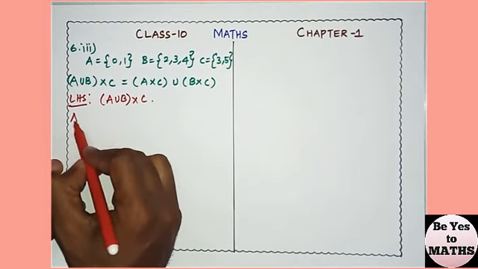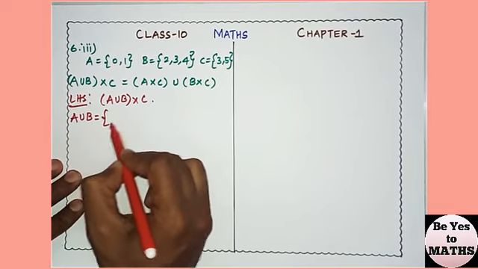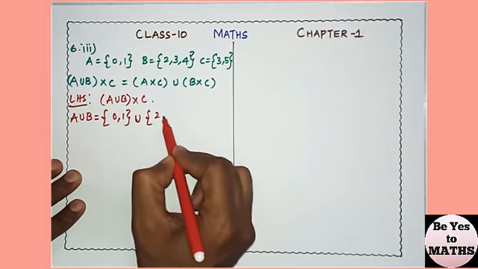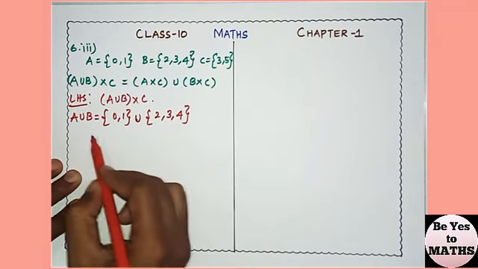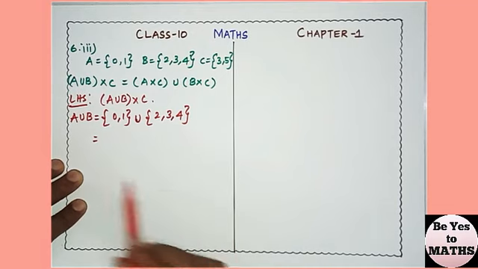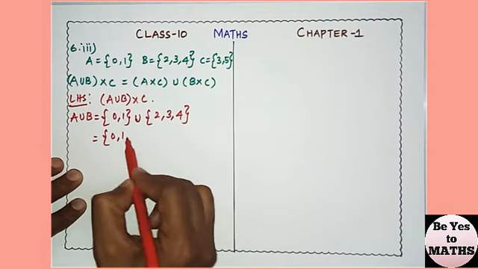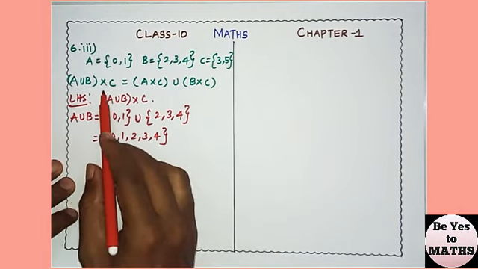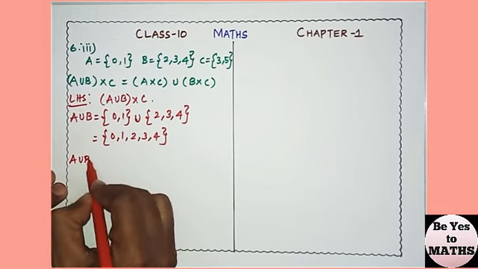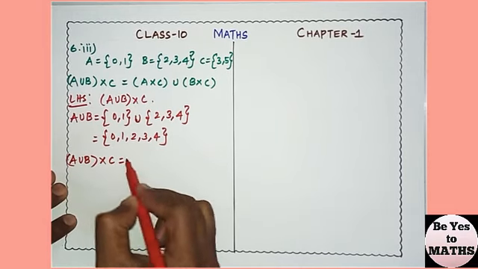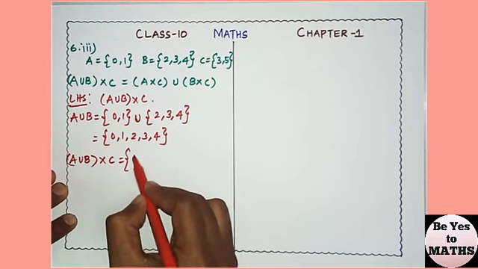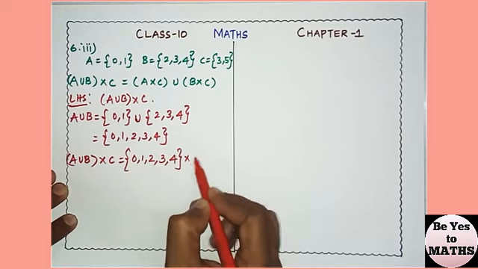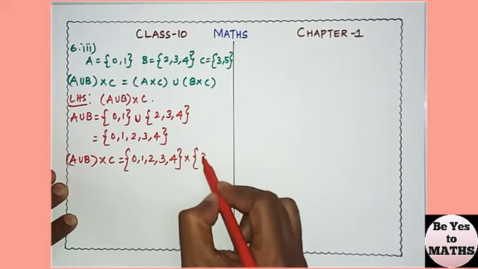First we'll find A union B. A set is {0,1}, union B set is {2,3,4}. Union means you have to write all the elements. So {0,1,2,3,4}. Now (A union B) cross C. So A union B we have {0,1,2,3,4}, cross C we have {3,5}.